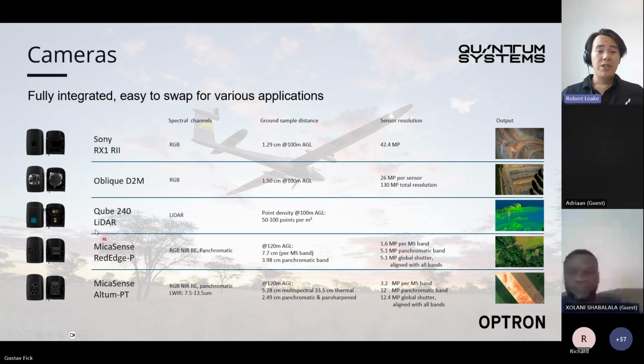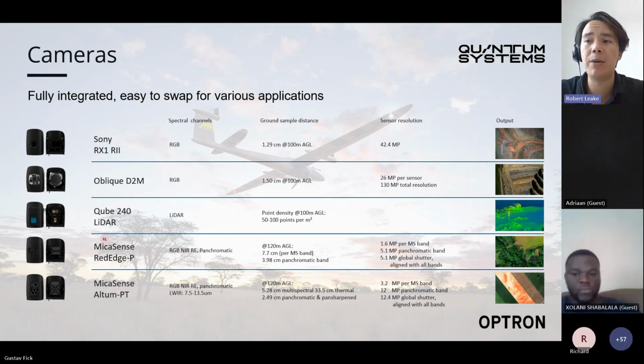So I spoke about payloads. I just want to quickly touch on the different cameras that we have available, or I should say payloads, because one of them isn't actually a camera. But we have at the moment 5 different payloads that are available for our Trinity Pro platform. And you can see that the range here is pretty wide.